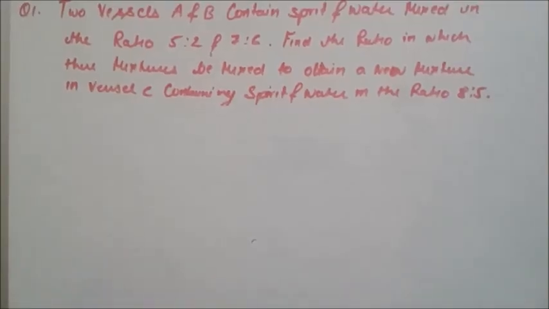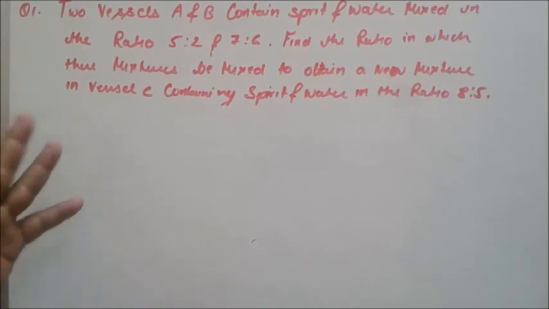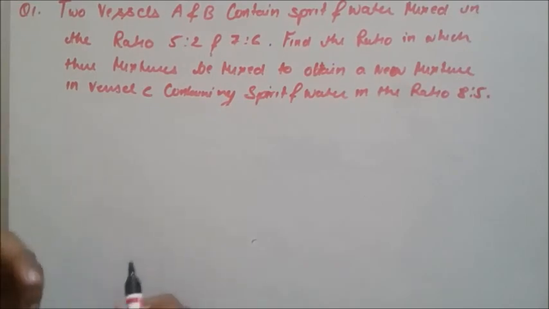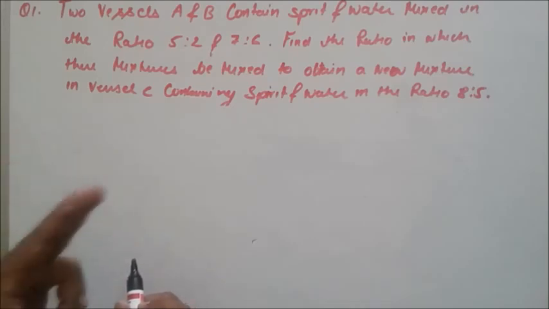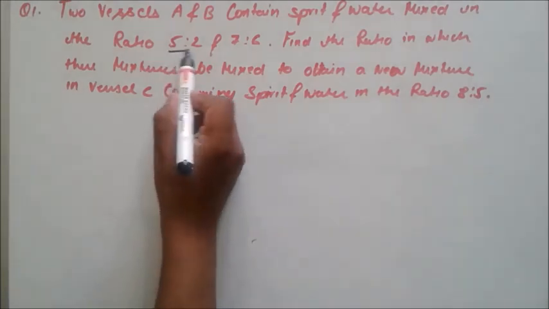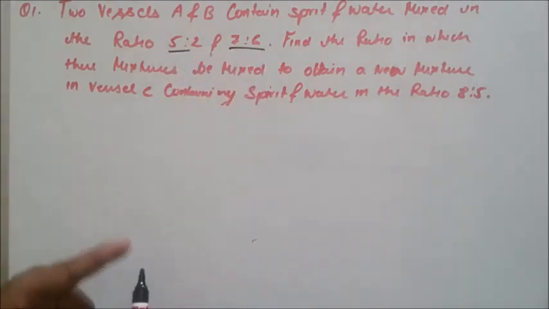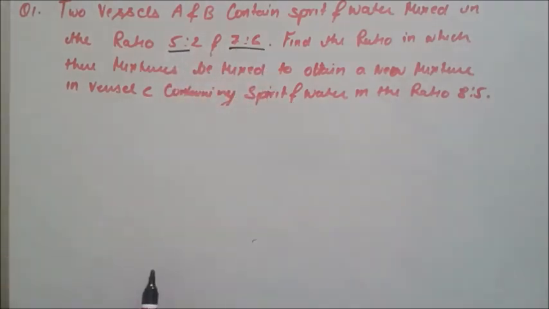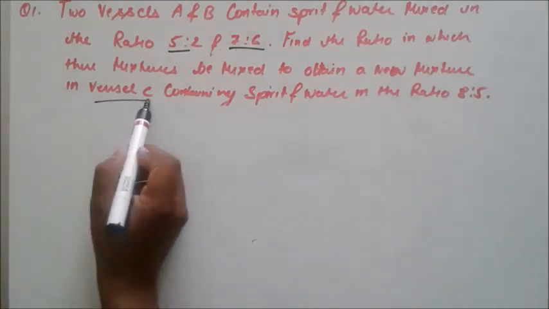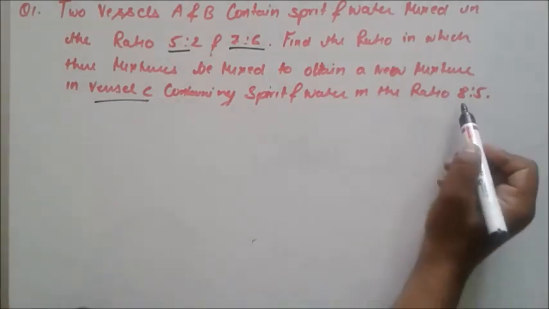Hello friends, in this video I am going to share a trick to solve mixture and alligation questions. Here is the first question. Two vessels A and B contain spirit and water mixed in the ratio 5:2 and 7:6. Find the ratio in which these two mixtures be mixed to obtain a new mixture in vessel C containing spirit and water in the ratio 8:5.